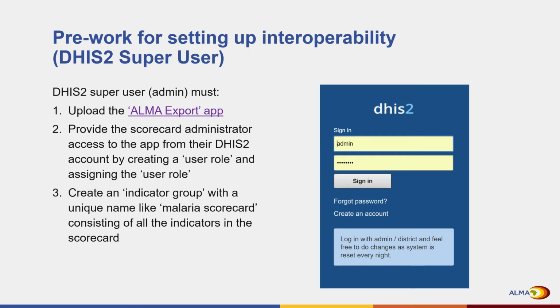After that, the DHIS2 superuser should create an indicator group with a unique name, such as Malaria Scorecard, which consists of all of the indicators in the scorecard.